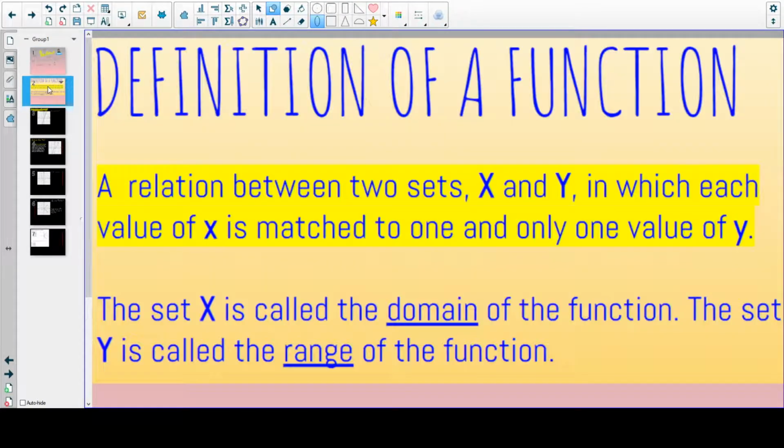So let's just revisit our definition. A function is a relationship between two sets x and y in which each value of x is matched to one and only one value of y. Again, this is the part of the definition that we are focusing on.